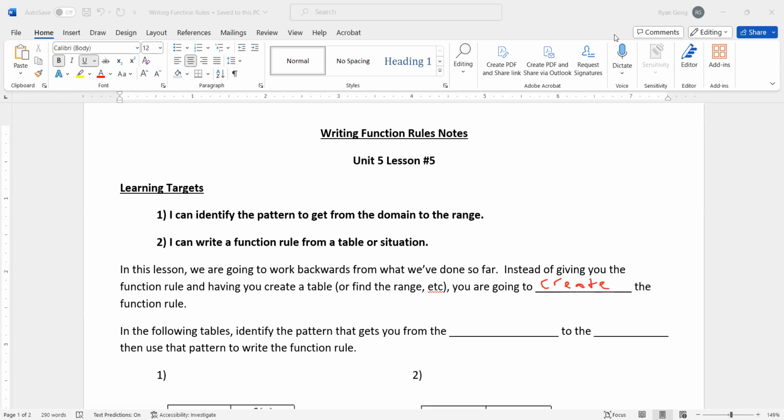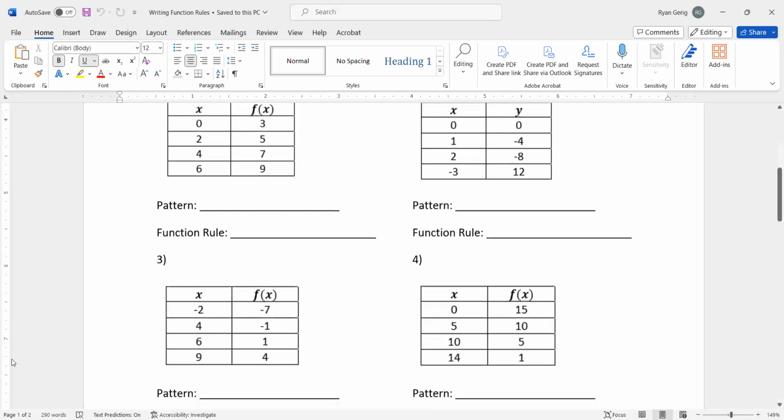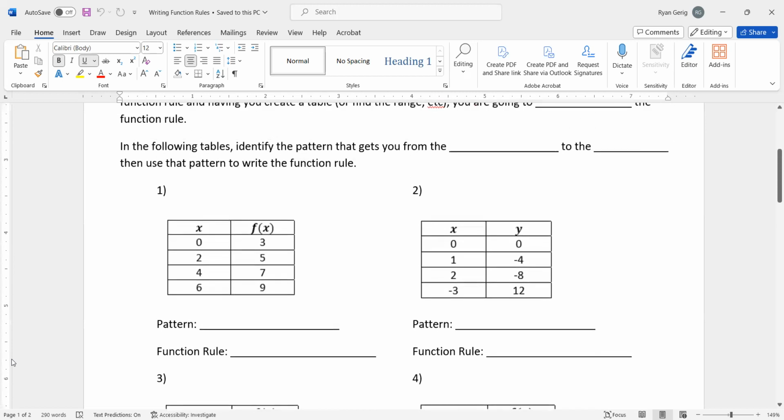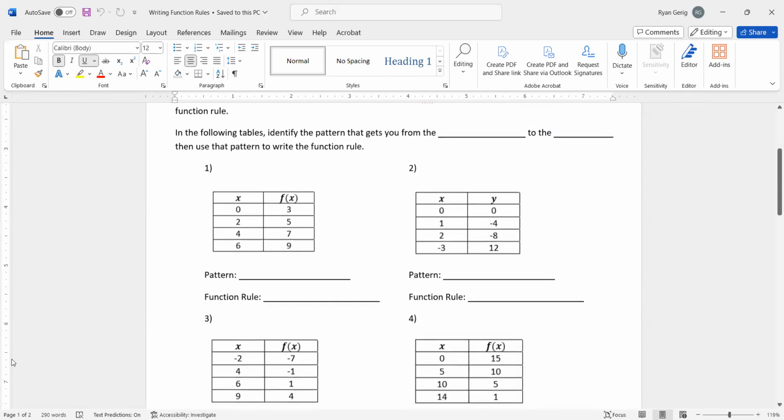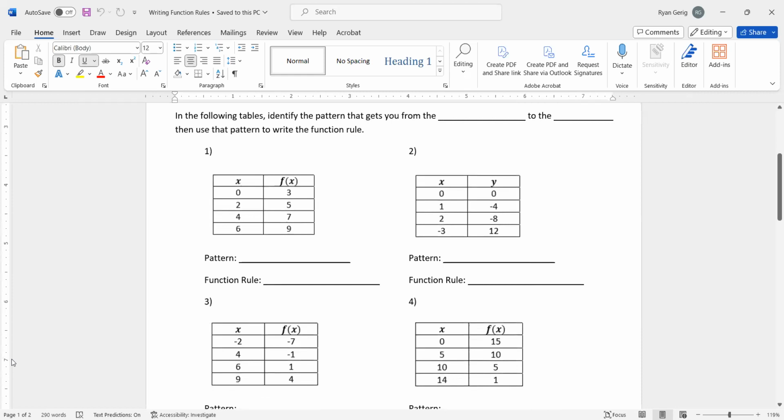In the following tables, identify the pattern that gets you from the domain to the range, and then use that pattern to write a function rule. I'm going to scroll down first before I fill that in. I'm going to go ahead and get rid of that, and make this so that it all fits on one page so that we can look back at them all at the same time.